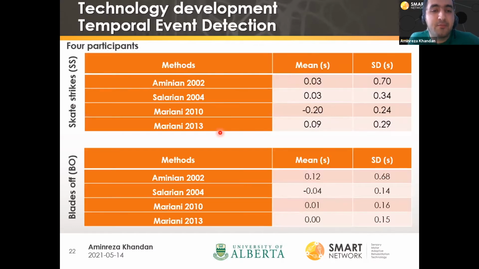We adopted and implemented a method from these 4 papers: Amini in 2002, Solari in 2004, Maria in 2010 and 2013. And these are the mean and standard deviation of the error of this method compared to our gold standard. Here is the pedal pressure insole data. The first table is for skate strike event detection, and the second table is for blades off event detection.